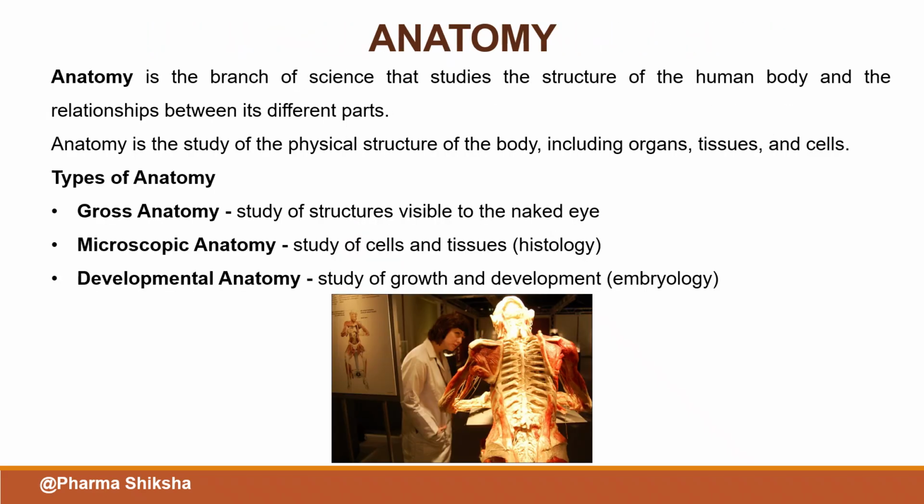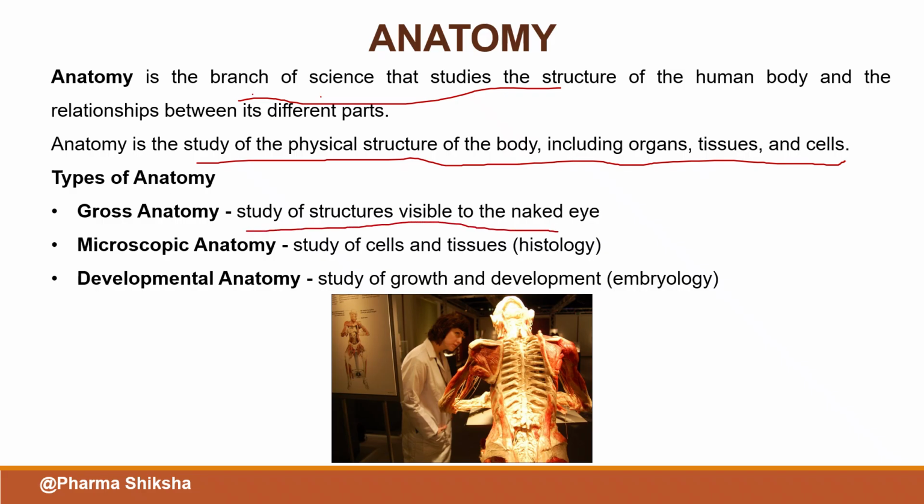So here we can see the anatomy. Anatomy is the branch of science that studies the structure of the human body and the relationship between its different parts. You can see the definition: it is the study of the physical structure of the body, including organs, tissues and cells. Anatomy is divided into three types: gross anatomy, microscopic anatomy and developmental anatomy. Gross anatomy means the study of structures visible to the naked eye.